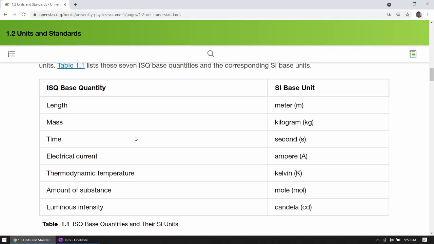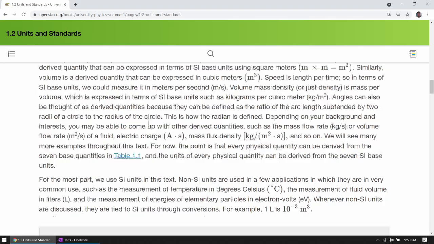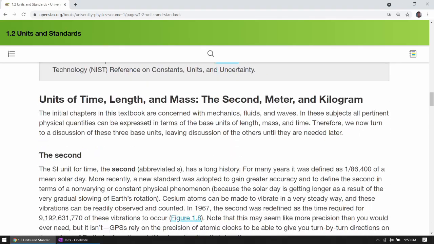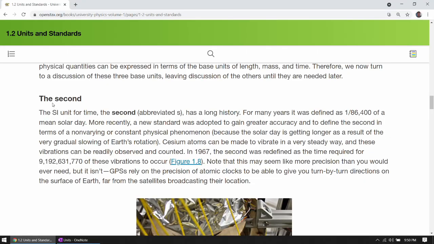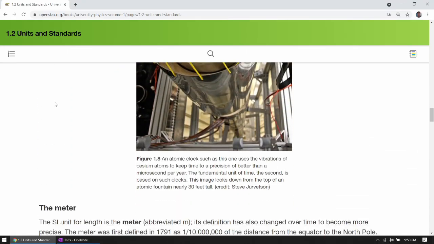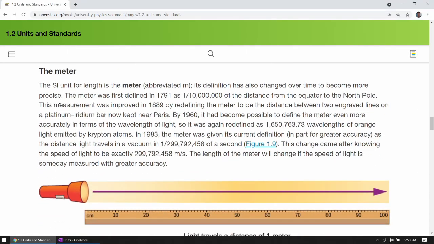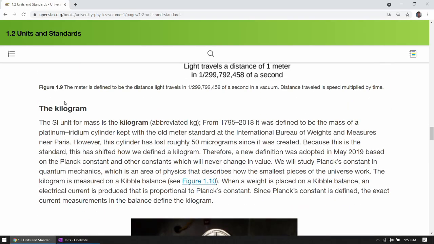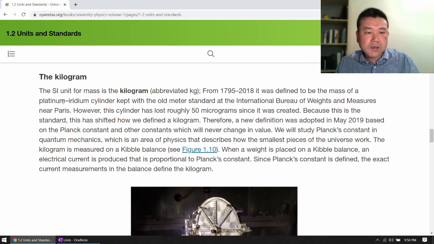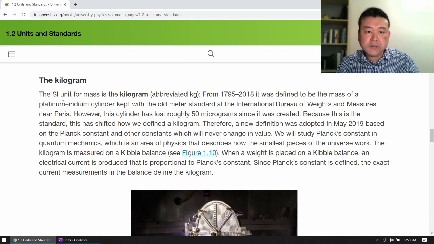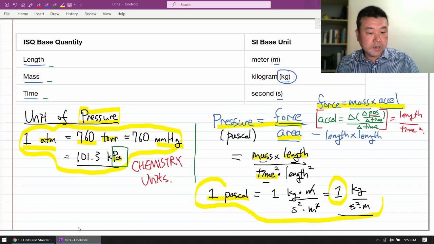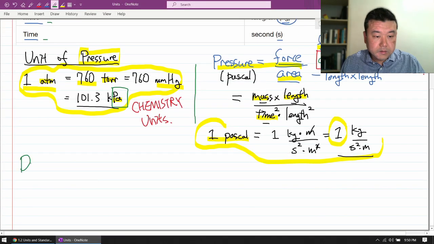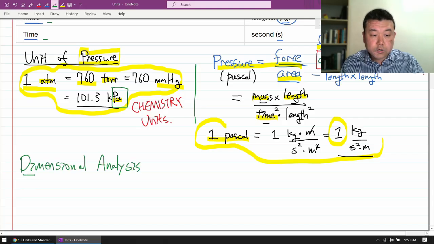Your textbook spends some time covering these basic units of time, length, and mass. It's interesting history. I recommend that you read through it. I guess we don't have time to quite talk about it in depth. But one thing I want you to put on your radar is something called dimensional analysis. Let me spell it out. And you will see examples of this throughout the semester.